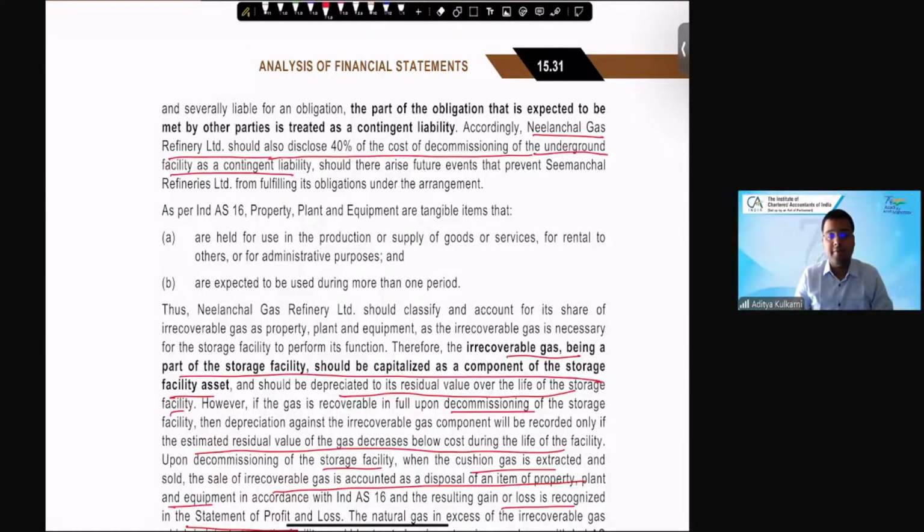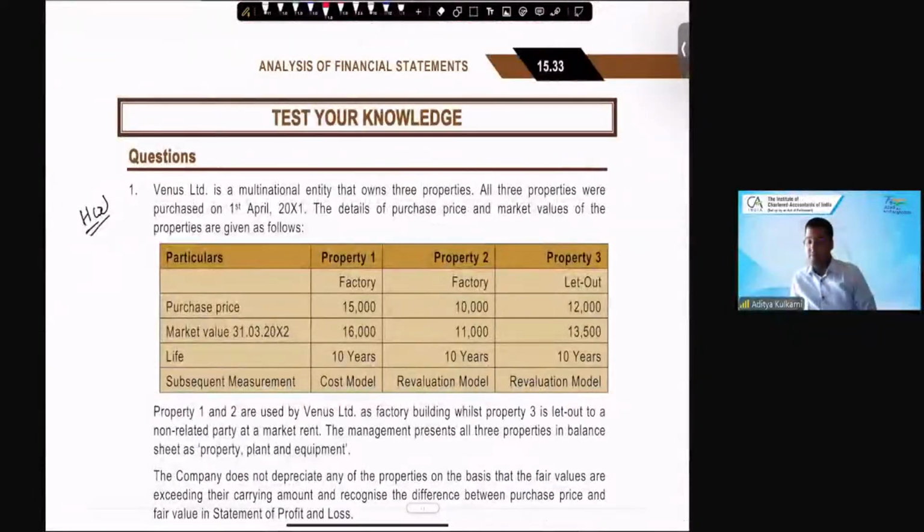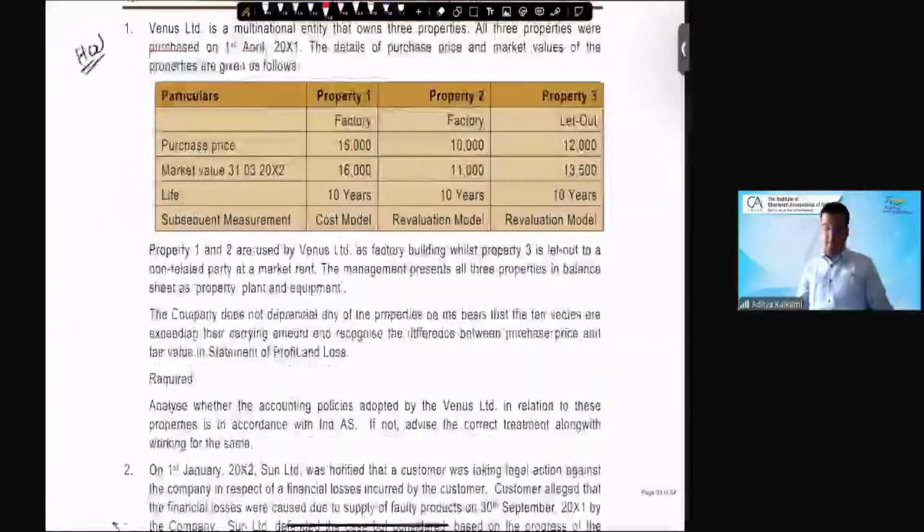Yes, Pooja? Yes sir. Similarly, the 40% party, Seemanchal, will recognize a contingent liability for 60%. Did you follow? Yes sir. Okay. So that is there. Then that closes this question. Very good and very exhaustive question.